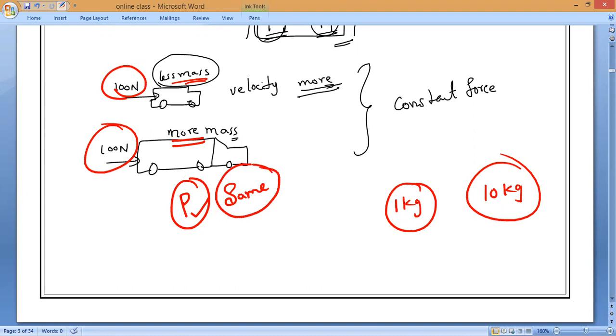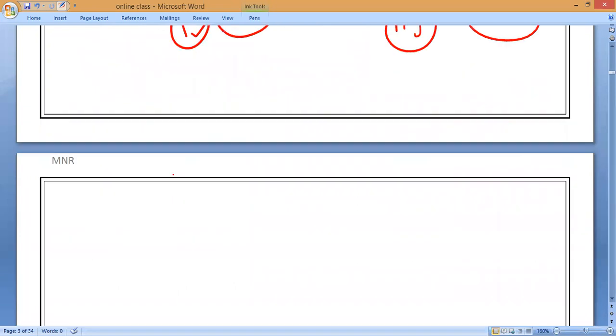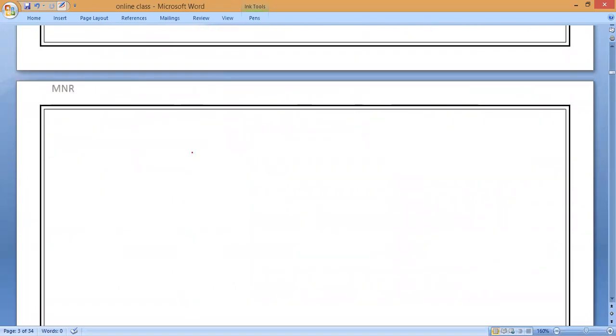Momentum is same or different? That is my question. For example, I will prove it. Try to understand very carefully. Let me take a car. The car has a mass of 1 kg. Now the truck has a mass of 10 kg.